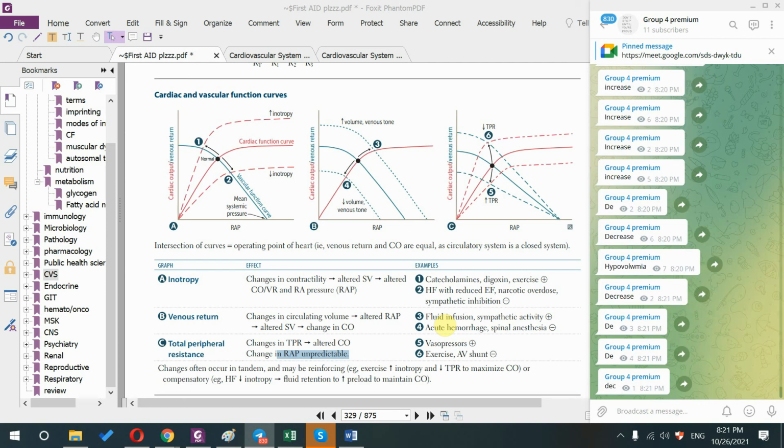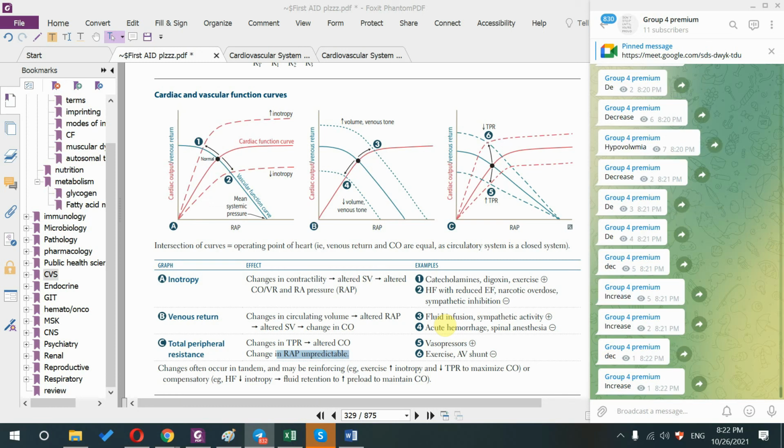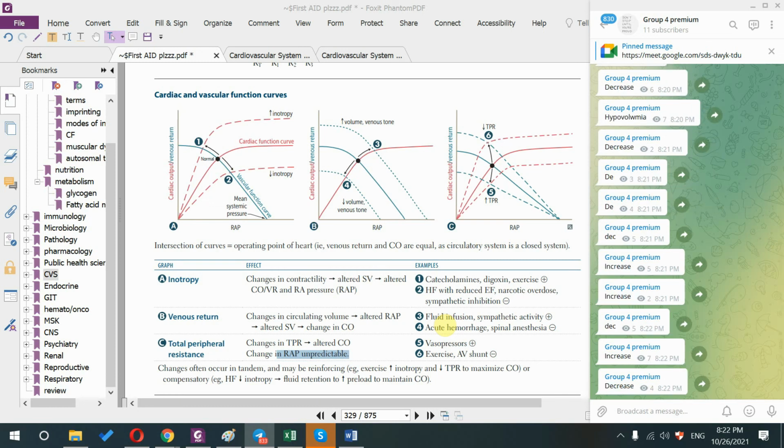If there is dilatation of the vessels, your heart wants to compensate for the hypoperfusion of the organs, so it will start pumping faster. But let's say that you have massive vasoconstriction, what will happen to your heart rate? It will decrease. So that's the last curve. It looks something like this.